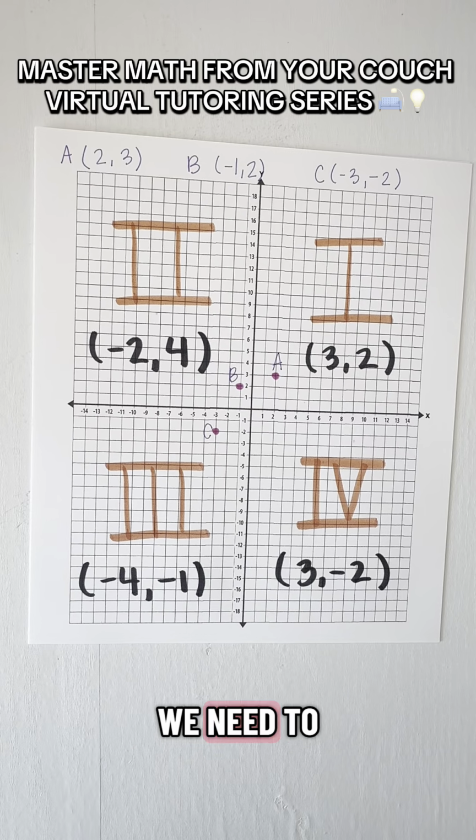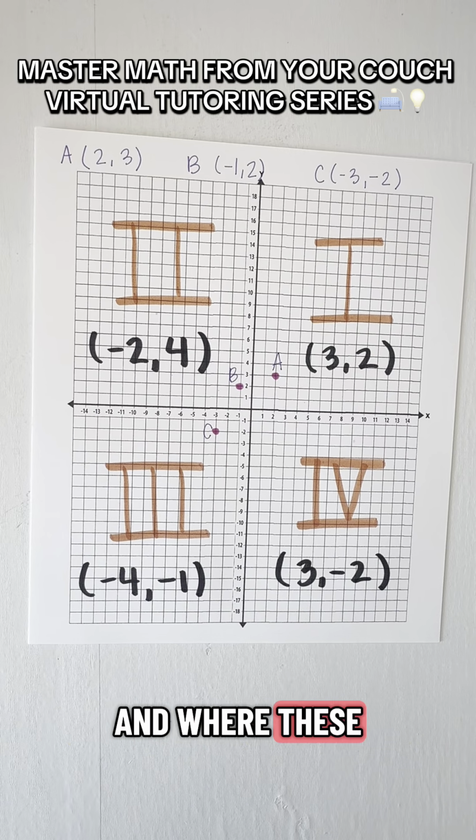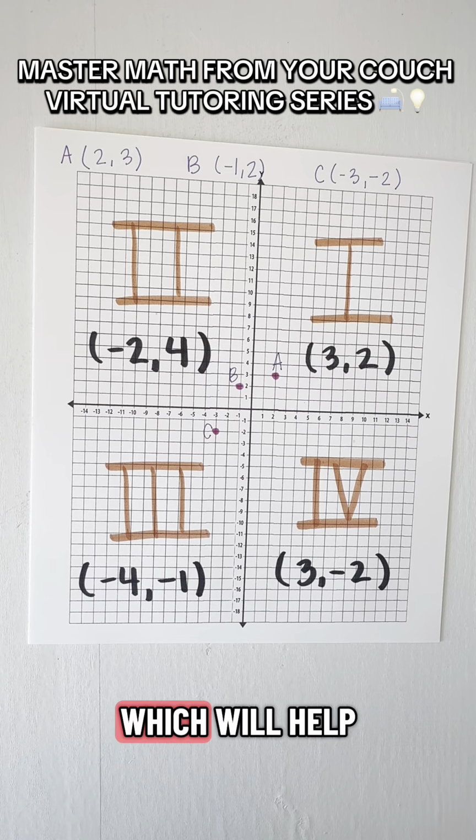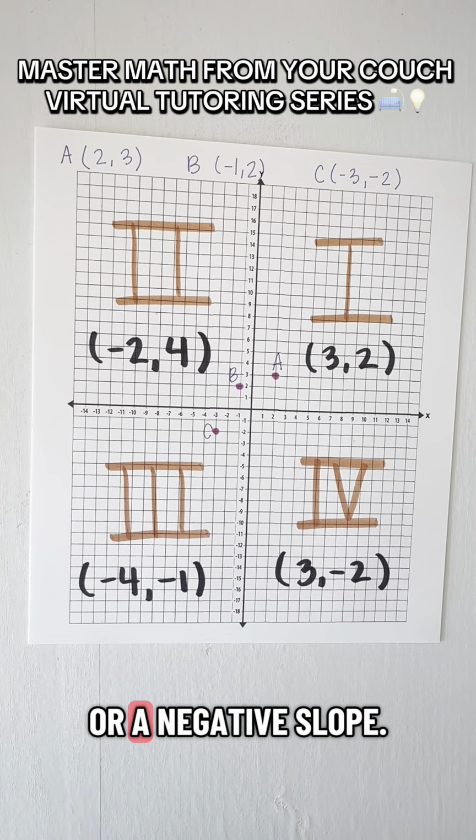The reason that we need to know these quadrants and where these points actually live is because when we start to talk about slope, we'll see how lines actually move through these different quadrants, which will help us know if our lines have a positive slope or a negative slope.